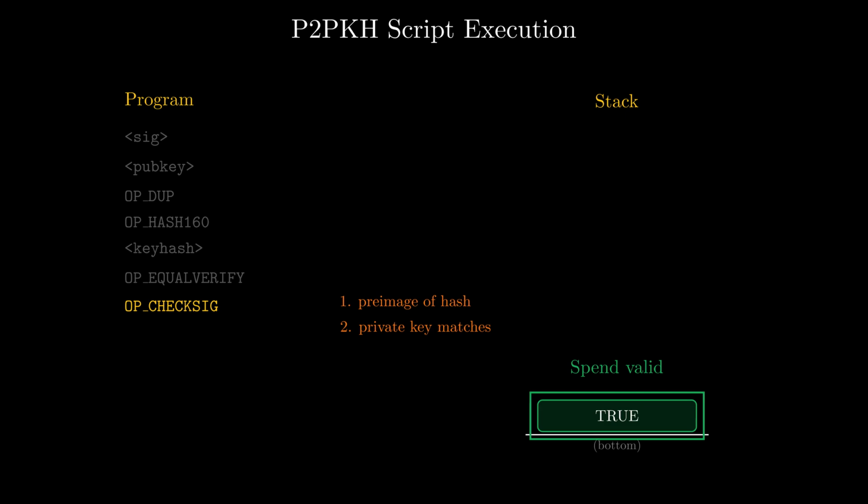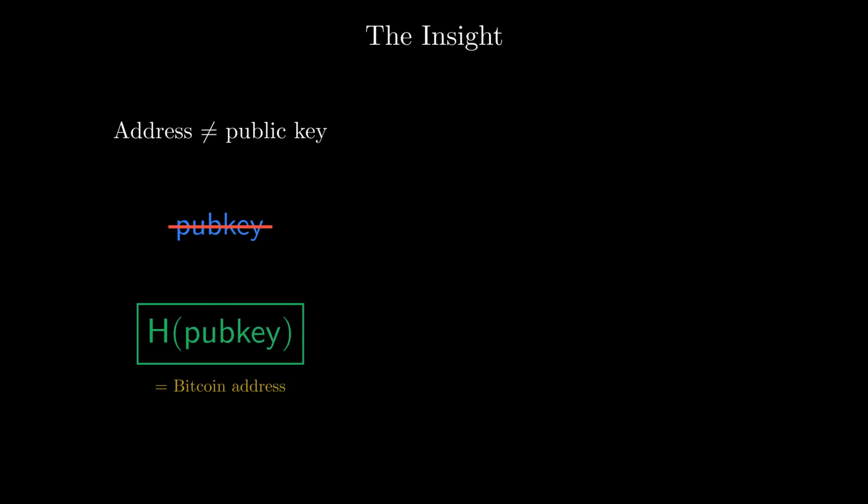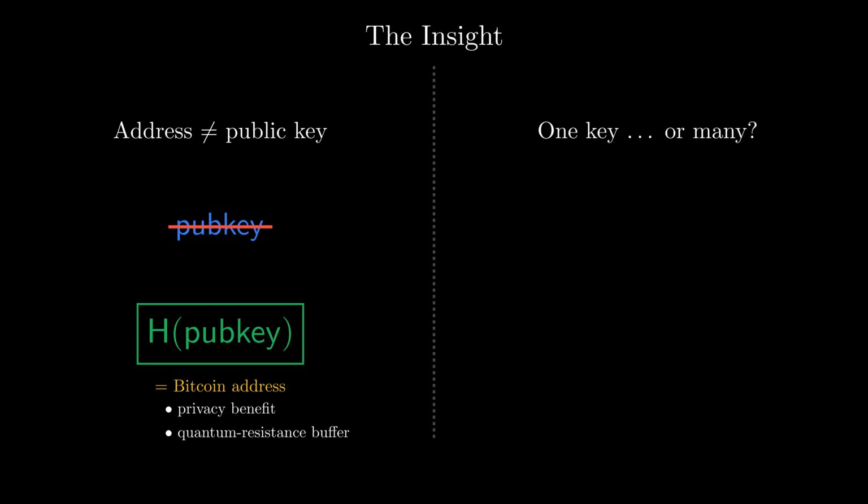Notice the elegance. The spender proves they own the preimage of the hash and proves they hold the matching private key in one tight sequence. The insight is worth stating directly. A Bitcoin address does not contain a public key, it contains a hash. The key stays hidden until the moment of spending, which provides a small privacy benefit and a quantum resistance buffer for unspent coins. P2PKH locks funds to one party, controlled by one key.